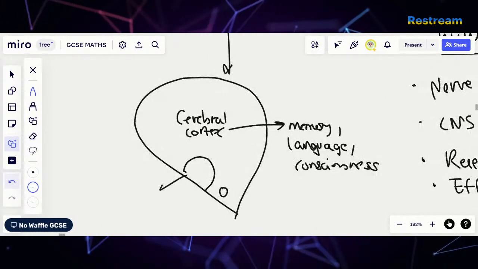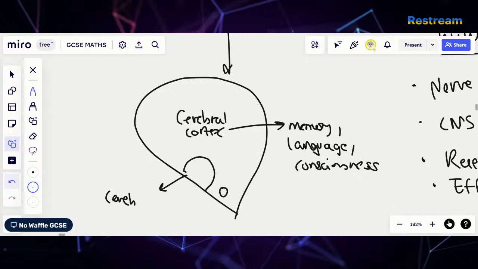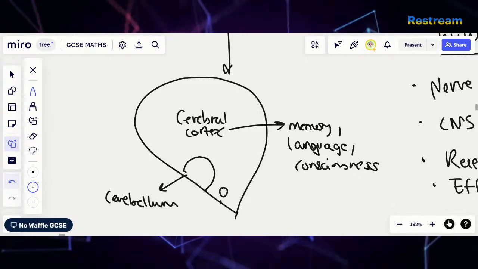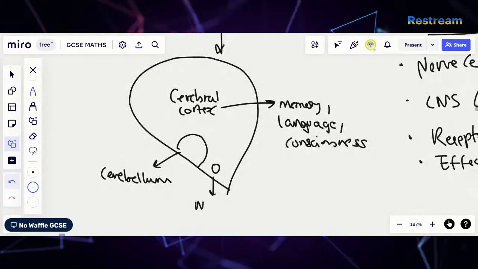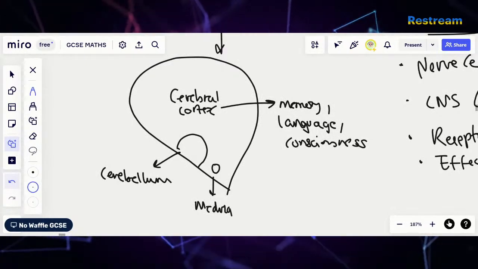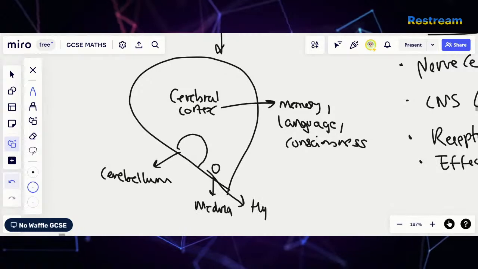Then we have the cerebellum, which is the second largest. And we have the medulla. And we also have the hypothalamus.